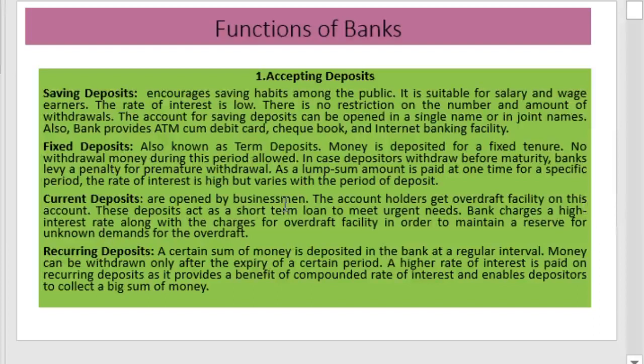And the third one is the current account. It is mainly opened by businessmen. The account holders get an overdraft facility on this account. Overdraft facility means they can withdraw an amount more than what is in their account. And the recurring deposit is the fourth category. Recurring deposit means a certain sum of money is deposited in the bank at regular periods of time.